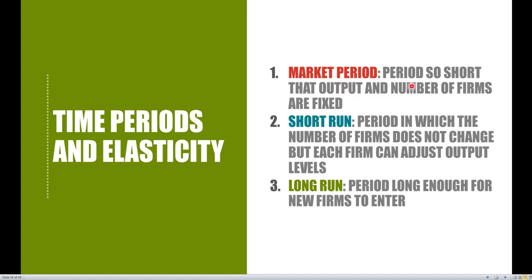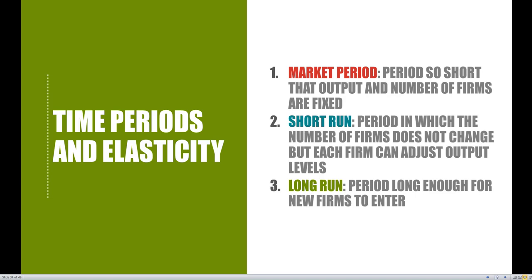So the market period is a period so short that both output and the number of firms are fixed. So basically, it's going to be the shortest time period that we take a look at. The number of firms that we have in a particular industry, they're fixed. No new firms can enter, no new firms can exit. And the output that each of these firms is going to bring out to the marketplace is also fixed. So they can't increase or decrease how much they want to bring out into the economy. It is going to be a fixed constant number. So the shortest time period we take a look at is the market period.